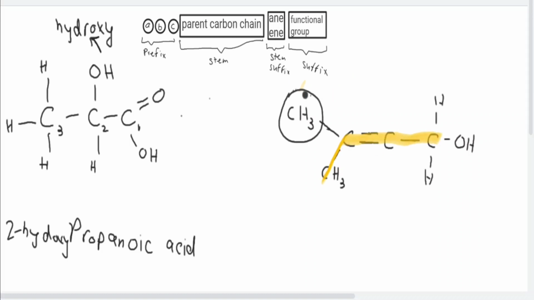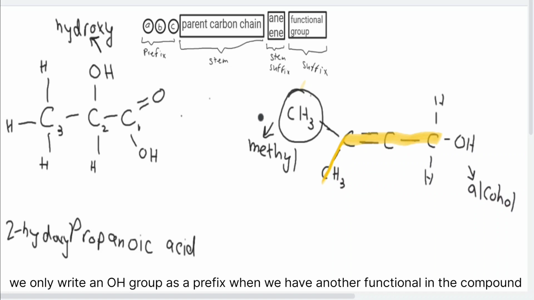Now, what do I do with this? I said earlier that a CH3 is a methyl group, so this will be called a methyl group. But I also have an OH. This time I won't say this as a hydroxy, but this will be an alcohol. Hydroxy is only used when I have an aldehyde, ketone, or carboxylic acid and an OH group. So the OH will be written as hydroxy, and the rest of the functional group, be it ketone, aldehyde, or carboxylic acid, would be written as it is.